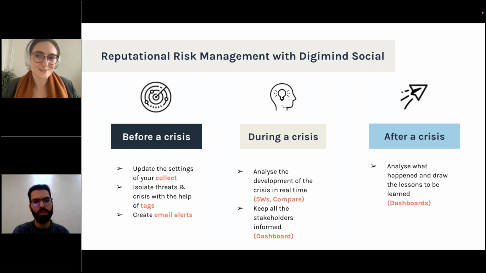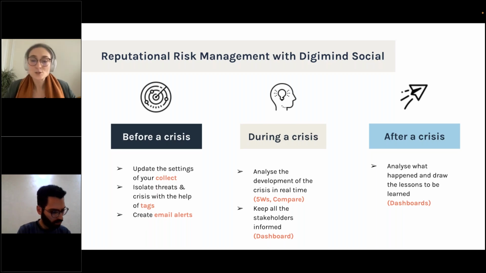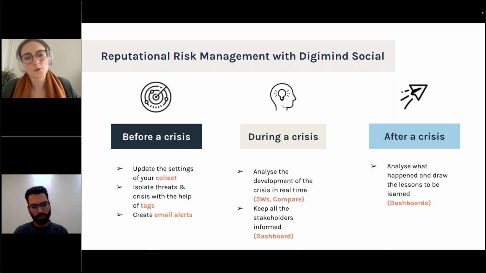And once the crisis is over, hopefully, the dashboards will also help you share the lessons with everyone concerned. So make sure those lessons are learned and you take the right actions to prevent that situation from happening again.